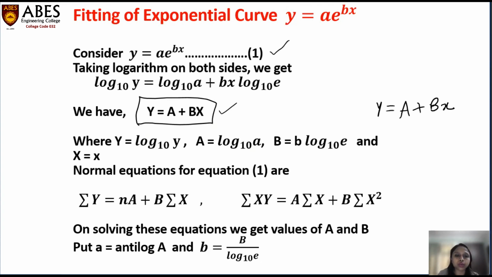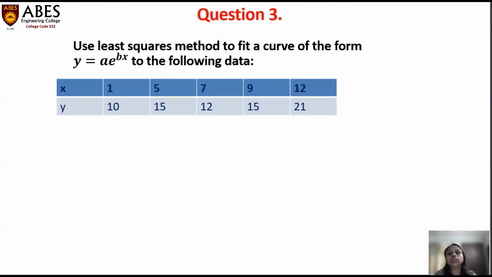So let us consider a question to get the concept more clear, how we can use it to best fit the data. This is the question. Use the least square method to fit a curve of the form a e to the power bx to the following data. This is the data where x and y are given. We have 5 observations there. So first of all, as we have discussed, we need to form the normal equations for this exponential curve. Then we will find the best fit to the data.